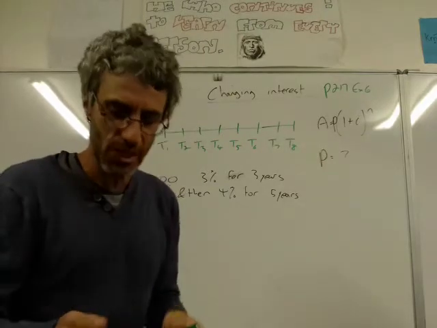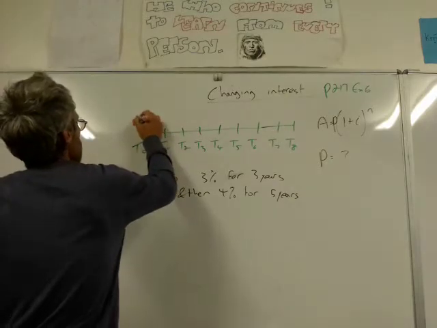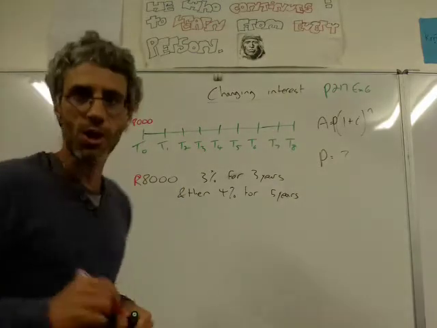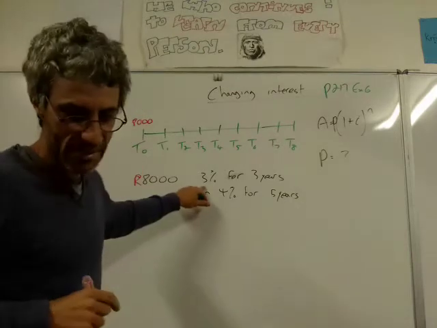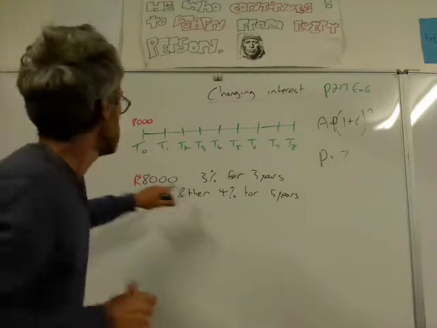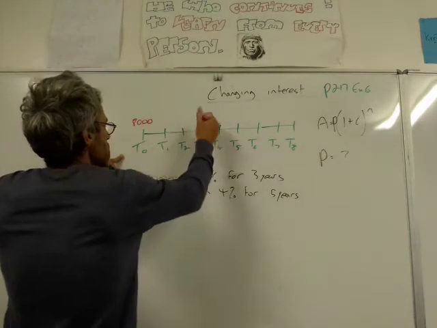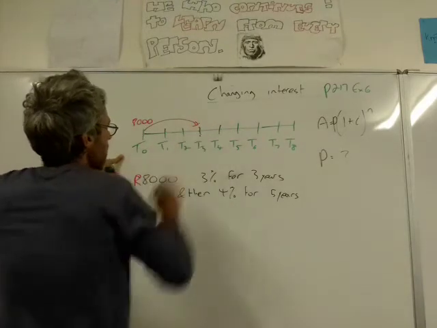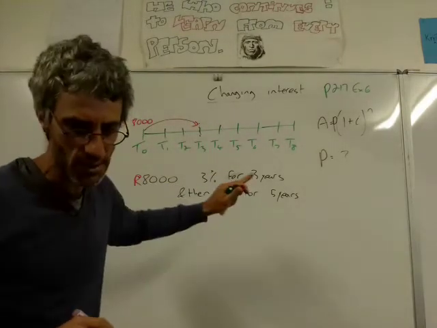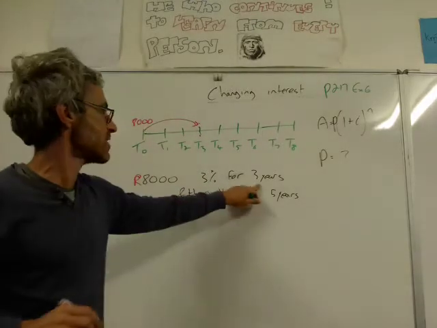Now you need to put some information. We're starting with 8,000 Rand, so we're going to write 8,000 Rand here on T0. That's the money we save. Now we've got 3% for 3 years. So the first 3 years, this is 1, this is 2, this is 3. I'm going to show that for the first 3 years I'm going to work with 3% interest.